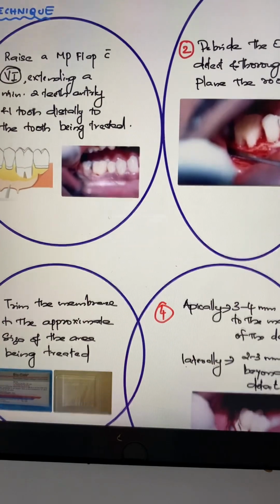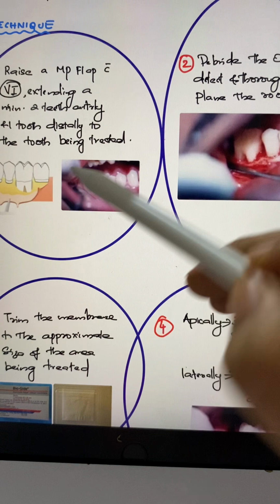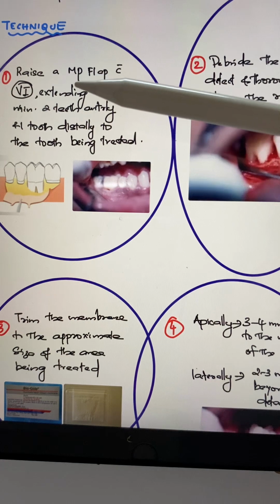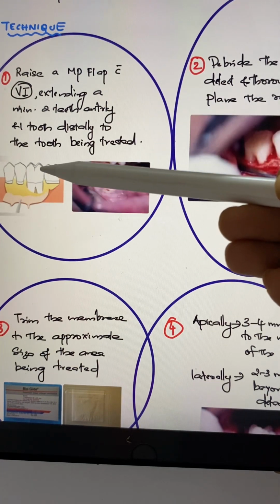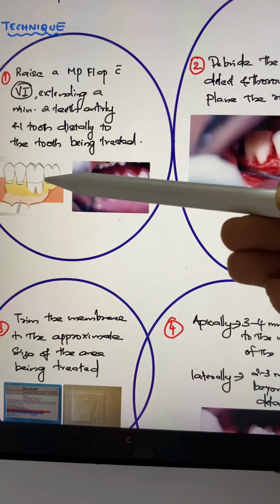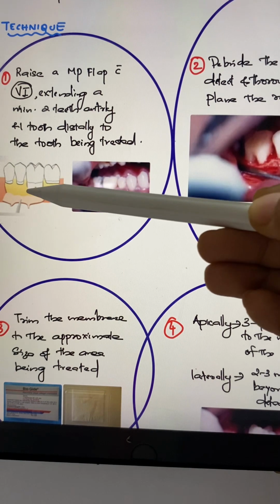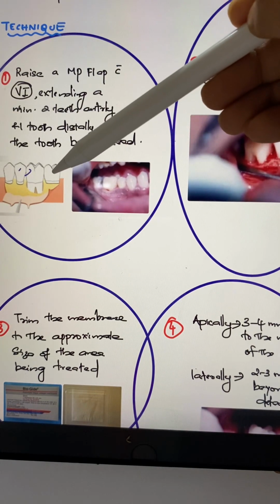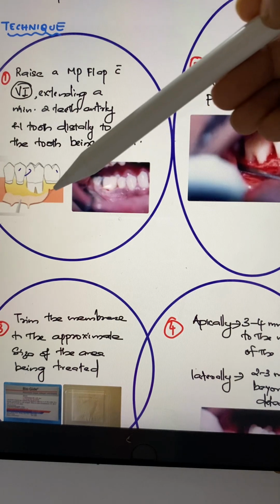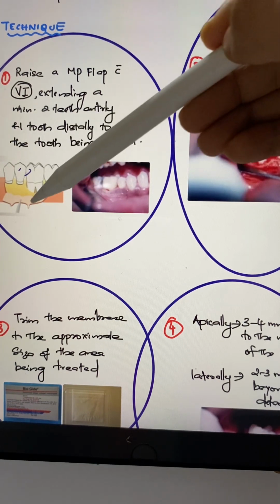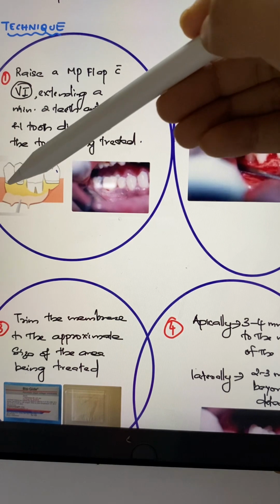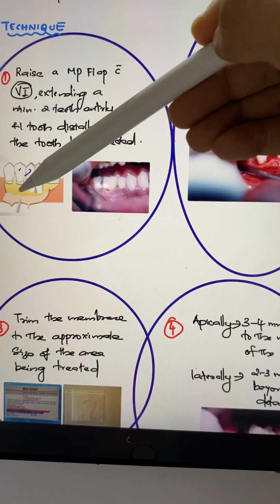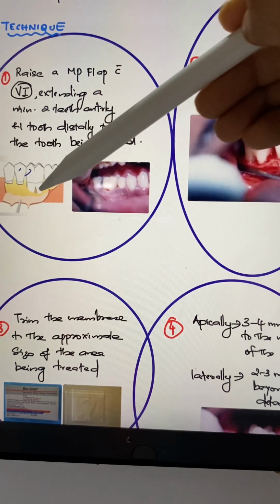And how do we do this? The procedure is, first we need to raise the mucoperiosteal flap. This is the flap we have to raise. We need to give the vertical incision. This incision extends a minimum of 2 teeth anteriorly. If you see this picture, 2 teeth anteriorly, 1 tooth posteriorly or distally to the tooth being treated. If this is the tooth to be treated, then the incision has to extend a minimum of 2 teeth anteriorly and 1 tooth distally.